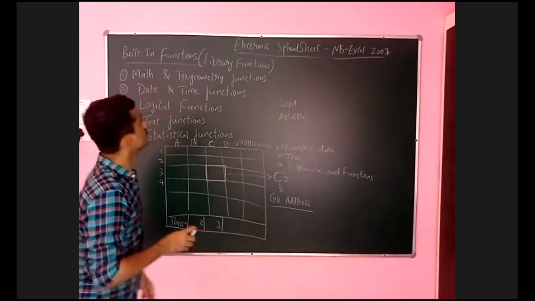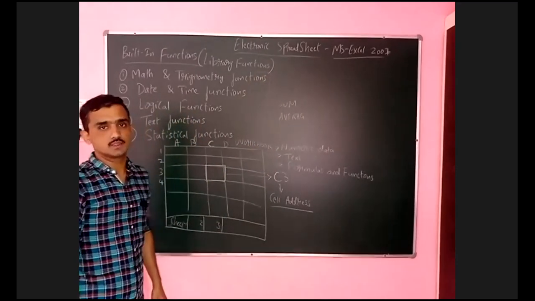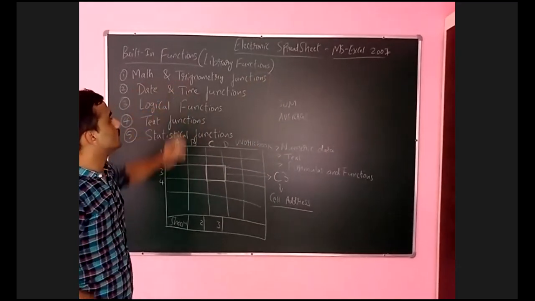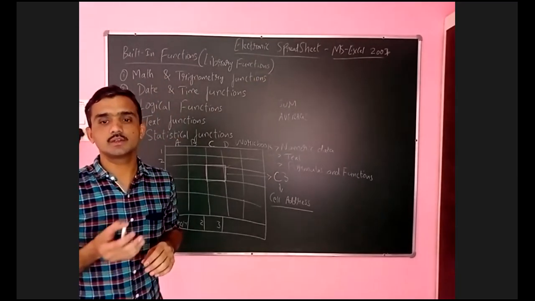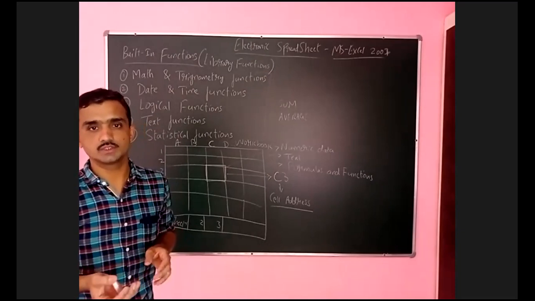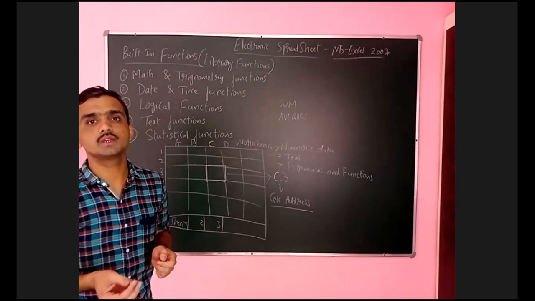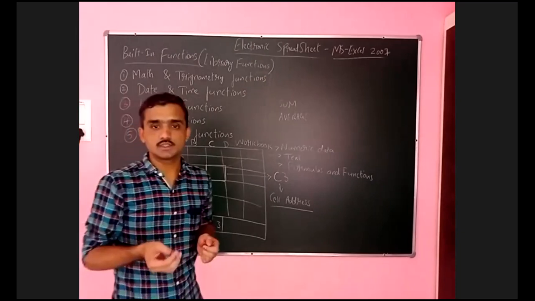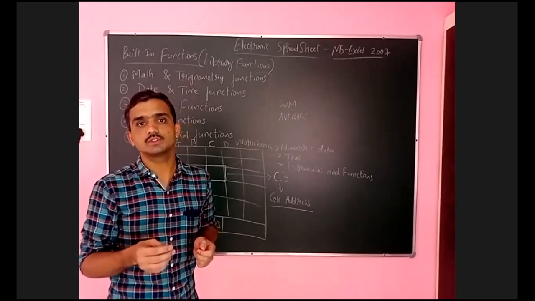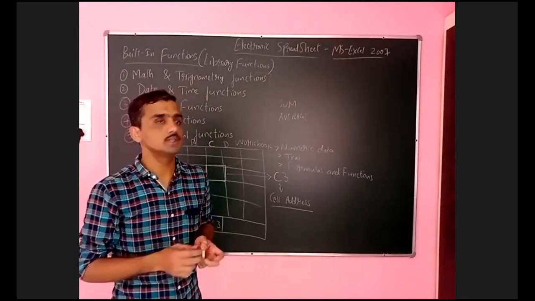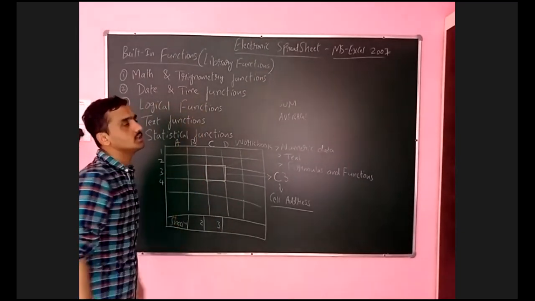Now these are the categories of functions present in MS Excel 2007. Mathematical and trigonometric functions. Being science students, people know some functions related to mathematics and trigonometry, like sine, cos, tan. These are the trigonometric functions. Coming to the mathematical functions, like SQRT, which takes the square root of a number, or x to the power of 5, like 5 square, 6 to the power of 5. Then we have date and time functions, logical functions, text functions, and statistical functions.